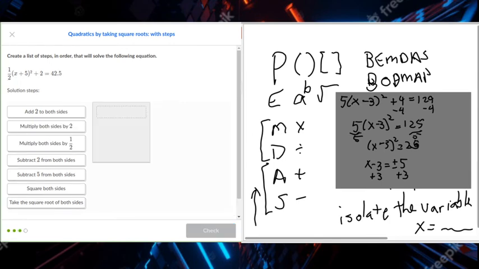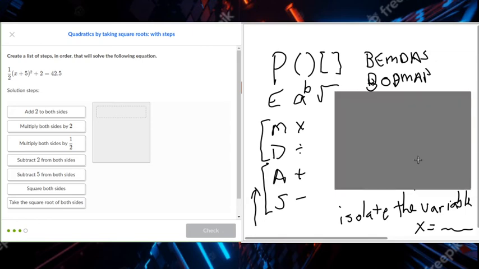All right, we have one more question here. You guys should be figuring this out. This works the same way every time. So create a list of steps in order that will solve the following equation. Let's do this. 1/2 times x plus 5 quantity squared plus 2 is equal to 42.5.